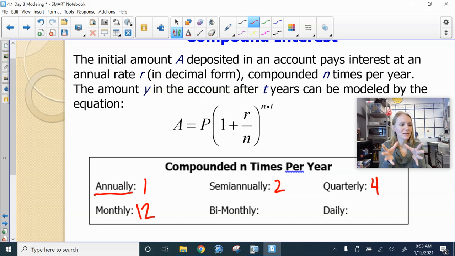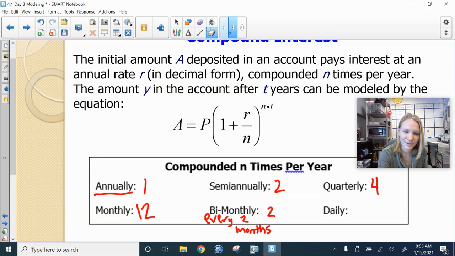This one's kind of tricky, bi-monthly. It kind of depends on the situation. Most of the time when we say bi-monthly, we're talking about every 2 months. So bi-monthly kind of breaks the cycle of what we had here where everything's increasing. Bi-monthly meaning every 2 months, so it would be 6 times per year. Oops, I wrote 2 again. Nope, that's not it. 6 times per year.